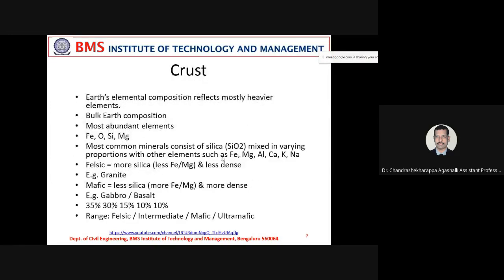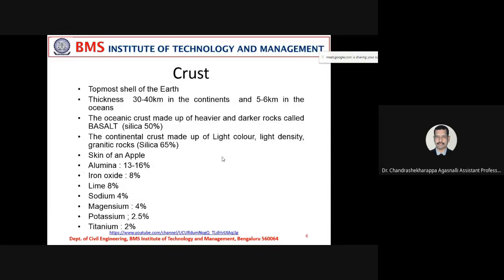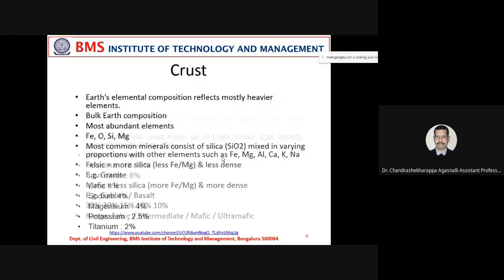Yes, that's a C material. So in the crustal part, we are limited in iron, lime, sodium, potassium, and magnesium. Other than these, there are many others. The elemental composition reflects mostly the heavier minerals. It's all heterogeneous, I would say heterogeneous minerals.